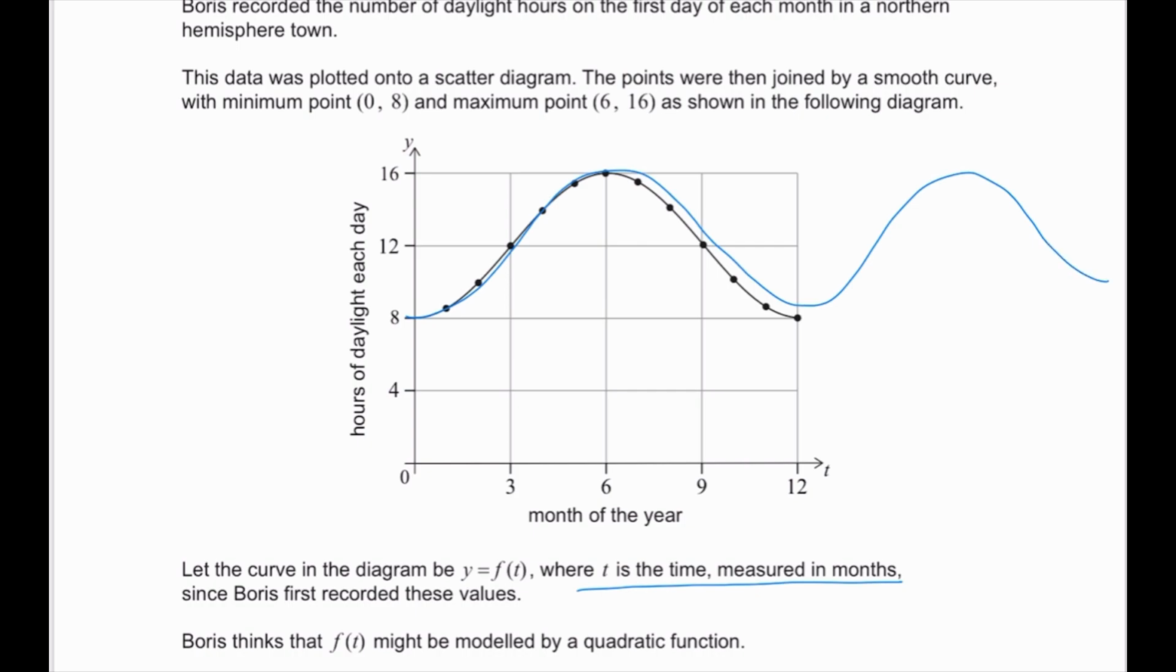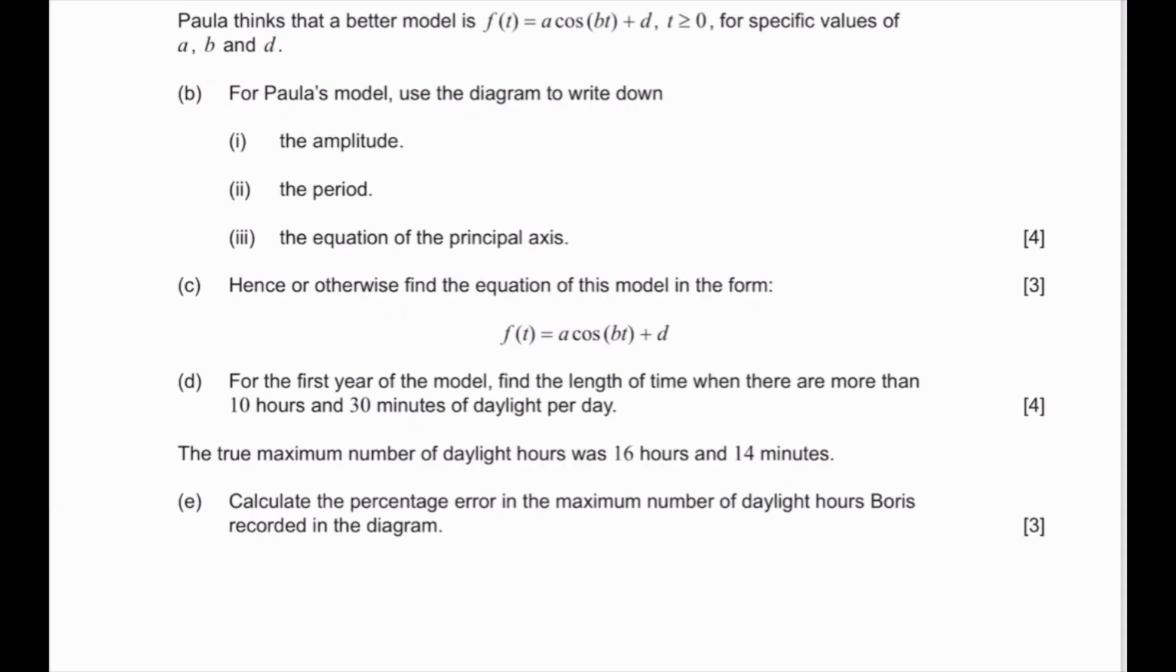So in a quadratic, you know that it's going to continue to be either all the way down towards negative infinity or all the way up towards positive infinity. Paula thinks that a better model is f of t equals a cosine bt plus d, where t is greater than or equal to 0 for specific values of a, b, and d. For Paula's model, use the diagram to write down the amplitude, the period, the equation of the principal axis.